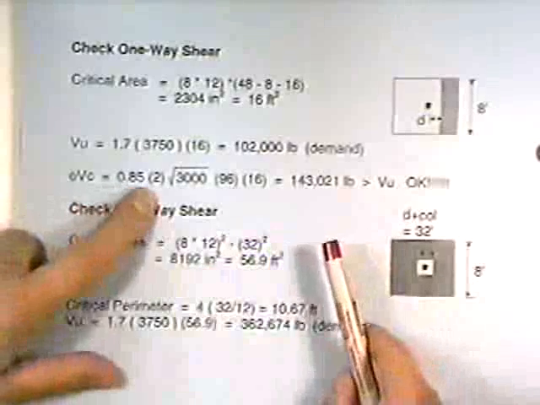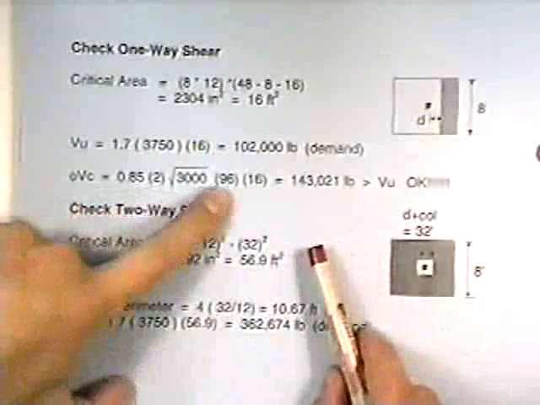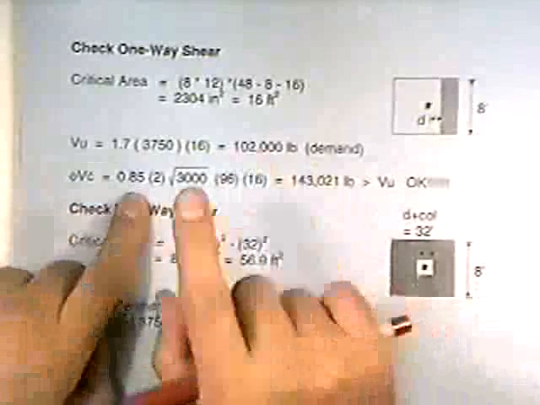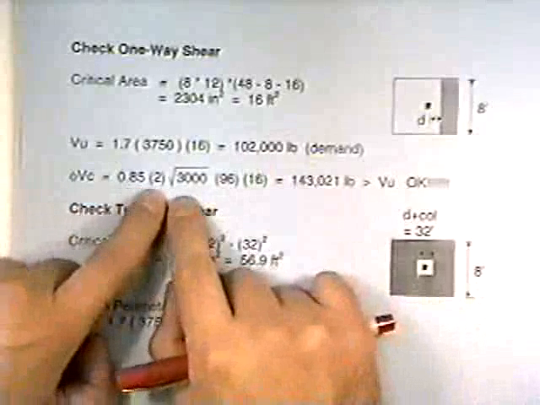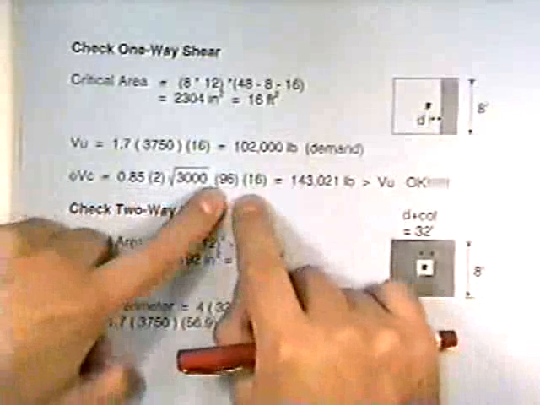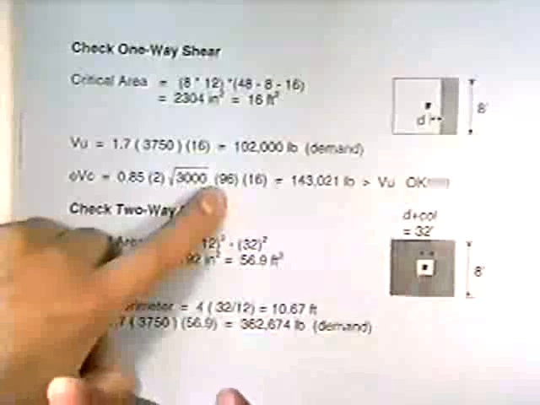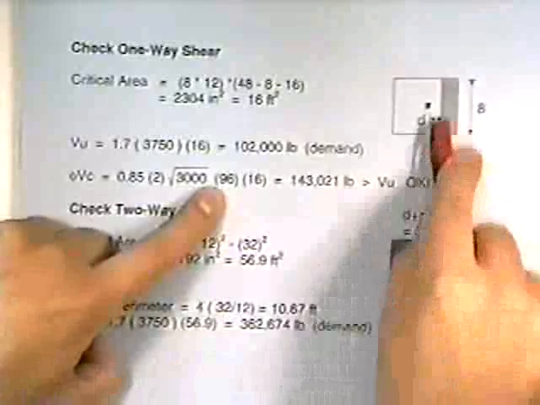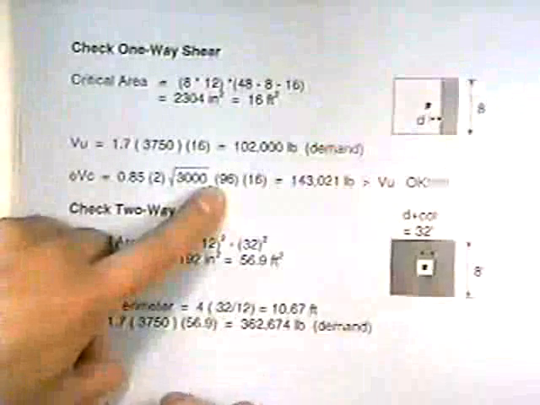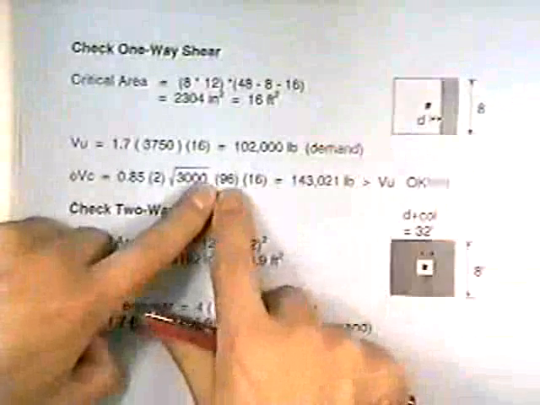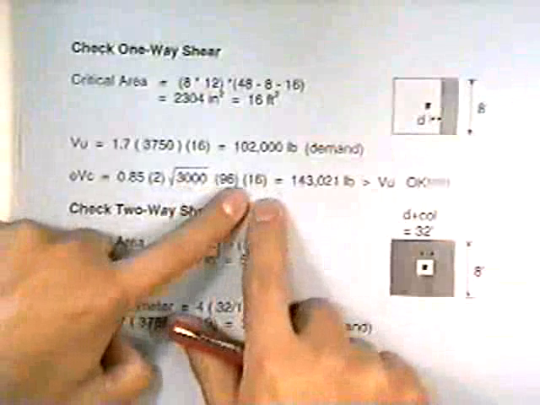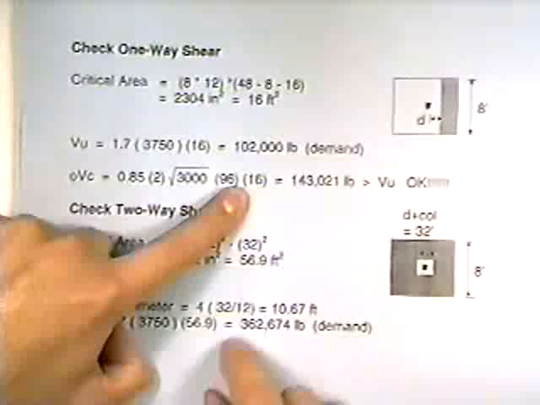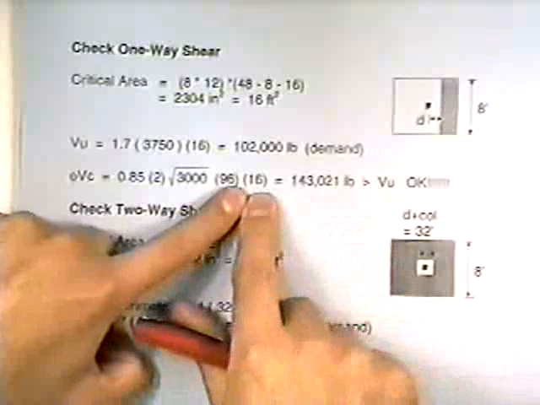Well, we already know it's phi times 2 root f'c times b times d. Now those are inches, 96 inches. These are all inches. So we got 0.85 times 2 times root f'c, b. What is b? b is the width that this shear crack is going to form. It forms the whole width of the footing, doesn't it? So it's 8 feet times 12, it's 96 inches, times d, the depth from the top of the concrete to the center of the rebar. And we know that's 16.